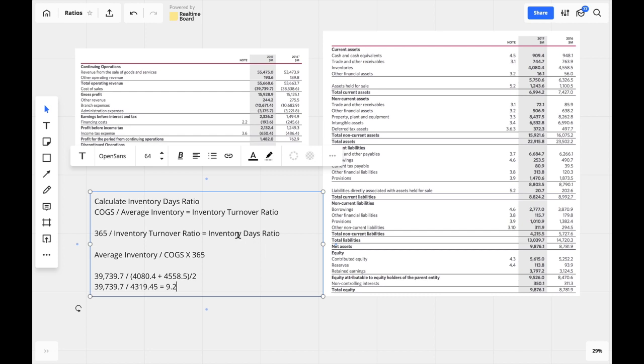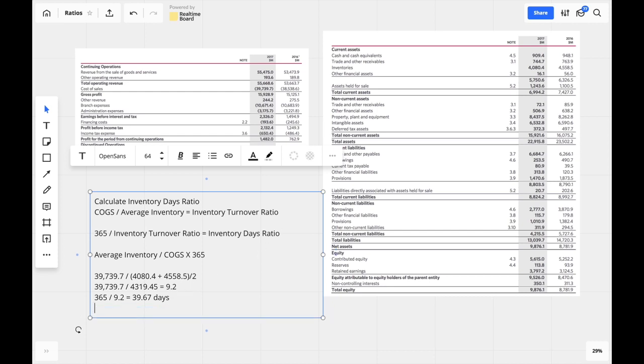That means inventory turns over 9.2 times per year. Then if we divide 365 by 9.2, what do we get? 39.67 days. So every 39.67 days, or you could almost round it up to 40 days, Woolworths turns over its inventory, which is just over a month, about one month and 10 days. They turn over their entire inventory balance.